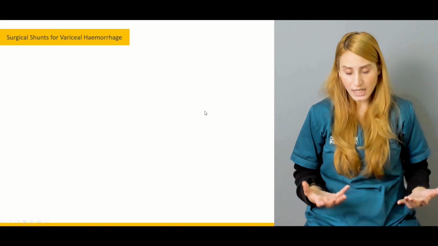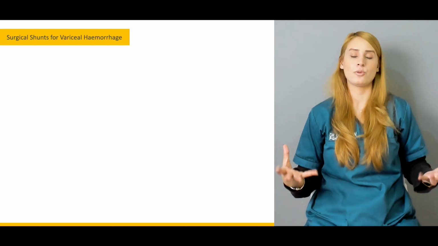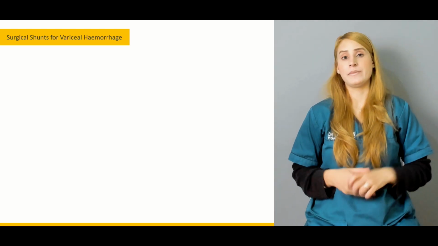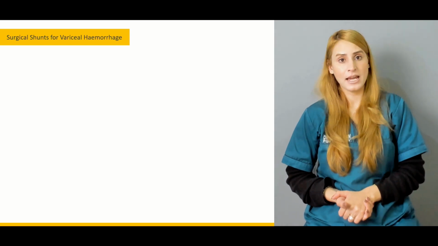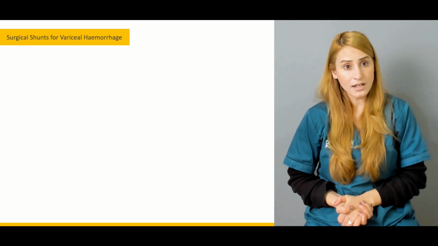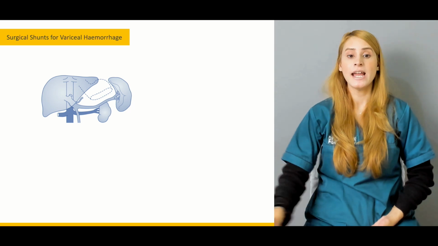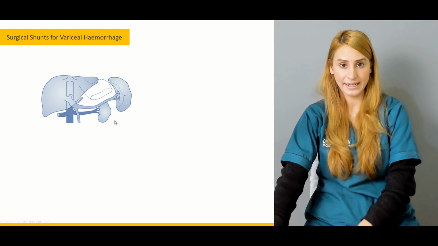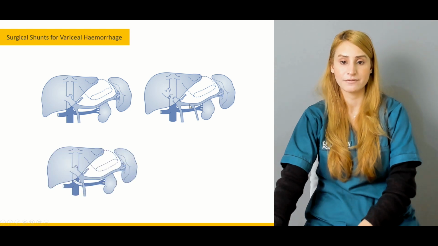Now, sometimes with these managements, if you're doing banding, endoscopic injection sclerotherapy or esophageal balloon tamponade, the bleeding is still not stopped. Then you have to go for the surgical shunts for the variceal hemorrhage. It's like you're opening the liver and creating the shunts. This is the part of the stomach, this is the spleen, and this is the splenic artery, which is going here, coming from the celiac trunk.